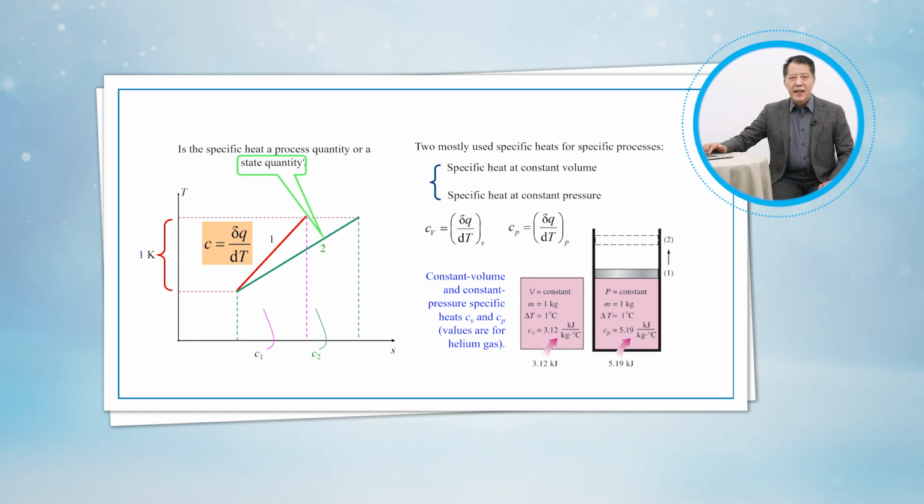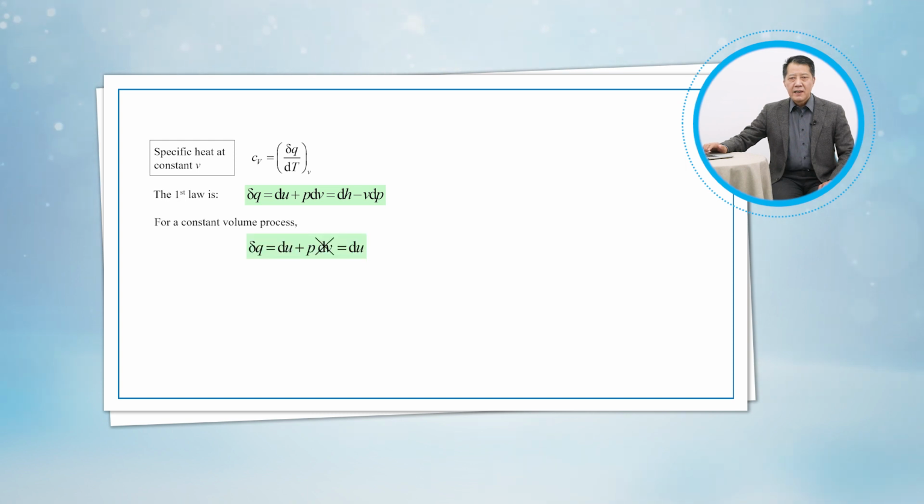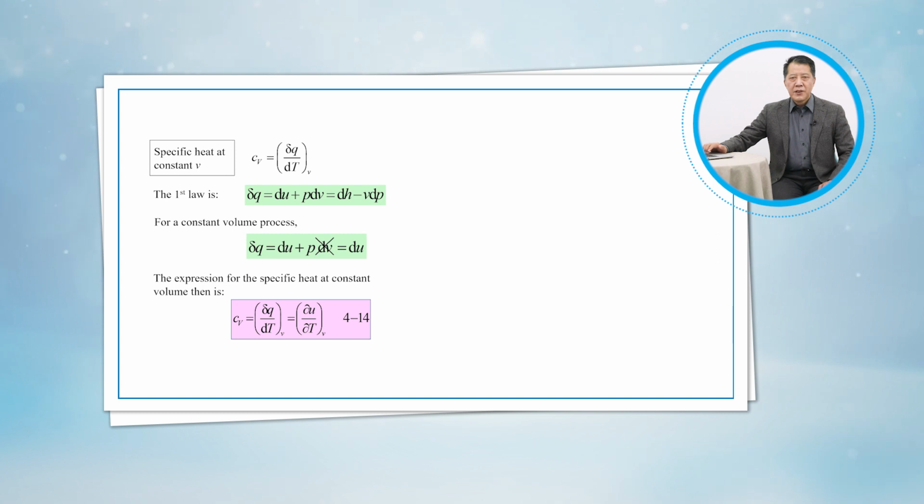The specific heat at constant pressure is always greater than Cv because at constant pressure the system is allowed to expand, and the energy for this expansion work must also be supplied to the system. By definition, the specific heat at constant volume is. Recall the first law, which can be expressed as: for the constant volume process, the first law then is. The expression for the specific heat at constant volume then is equation 4-14.